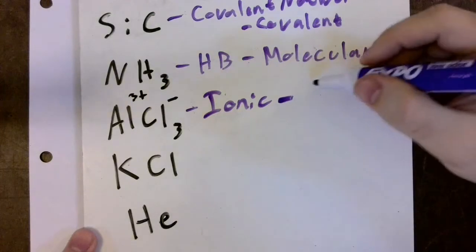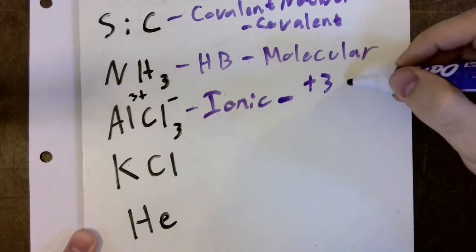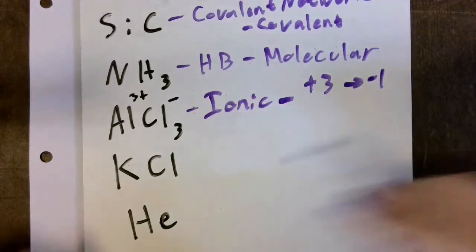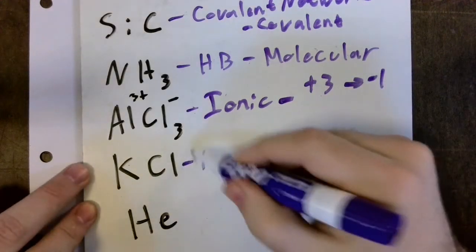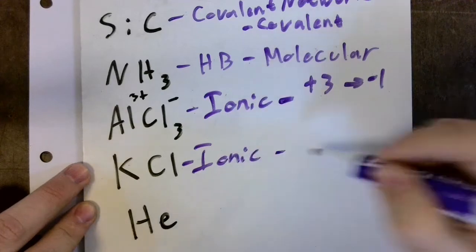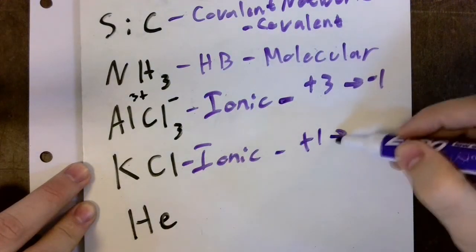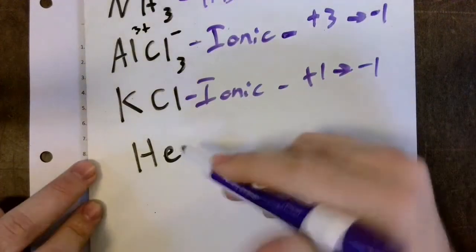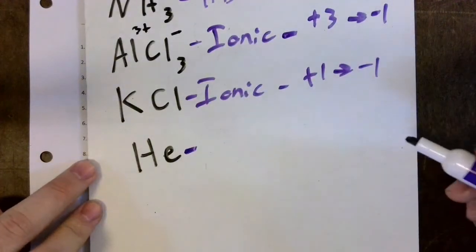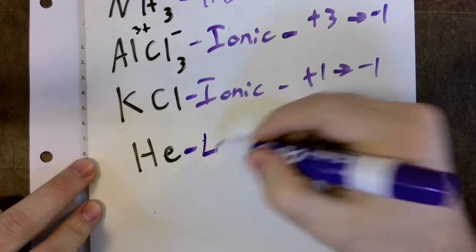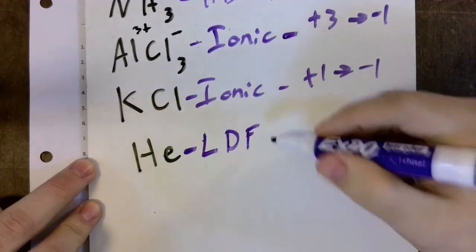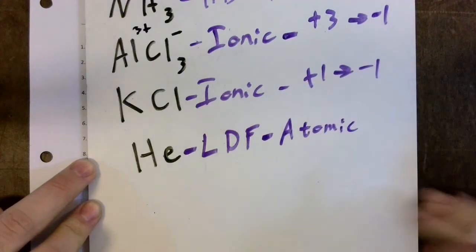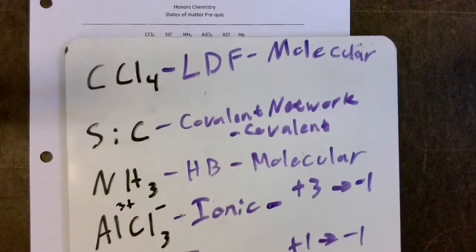And it's going to be a +3 to -1 charge. Let's keep that in mind. Then KCl, again, this is going to be ionic, and it's going to be a +1 to a -1 charge. Then helium. Helium's not going to bond with anything else, so it's just going to stick together with London dispersion forces, LDFs, and it's going to be an atomic solid. All right, there we go. We've labeled all these.